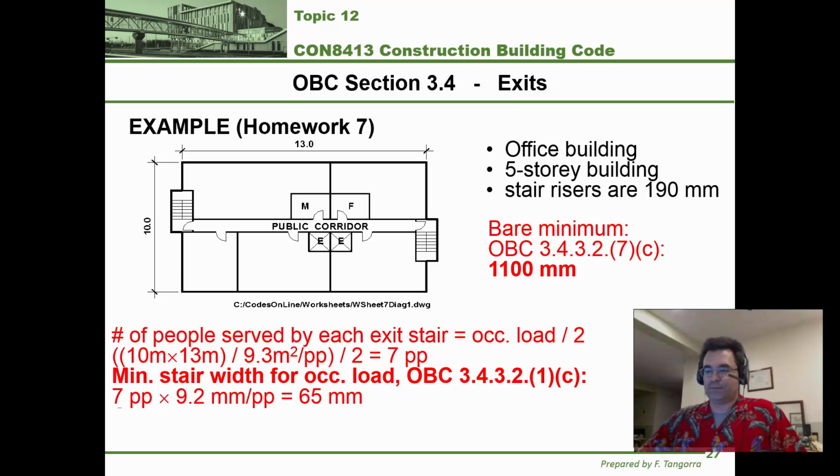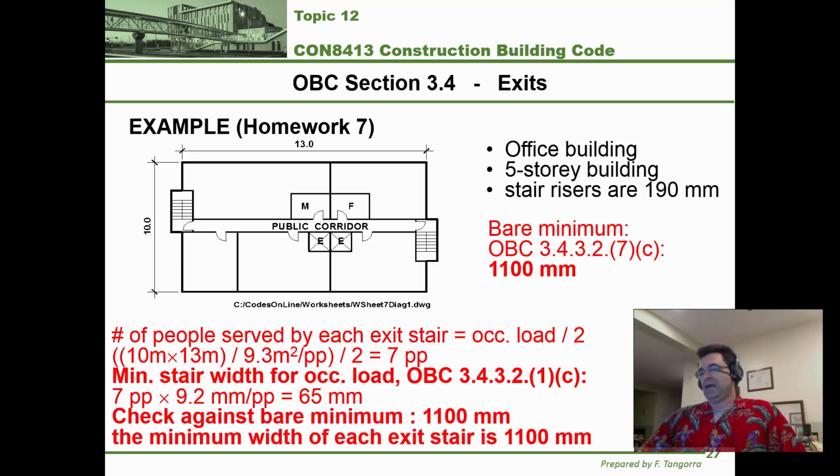So when I do 7 times 9.2 millimeters per person, I get 65 millimeters. I rounded, just like I did in topic 11, to the nearest millimeter. Then I check this against the bare minimum, and I decide between 1,100 millimeters and 65 millimeters, which one do I pick? Just like we did in topic 11, always the largest. So the minimum width of this exit is 1,100 millimeters.